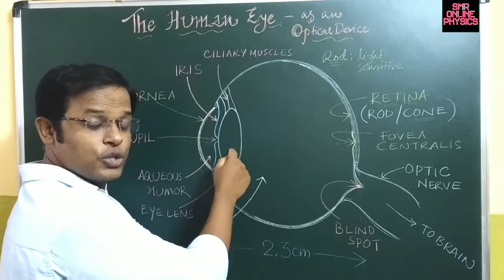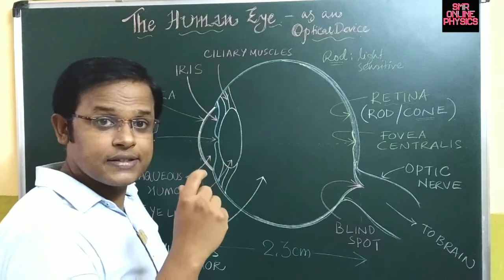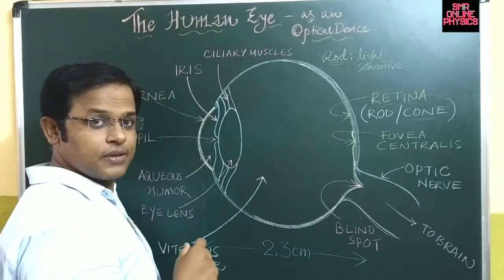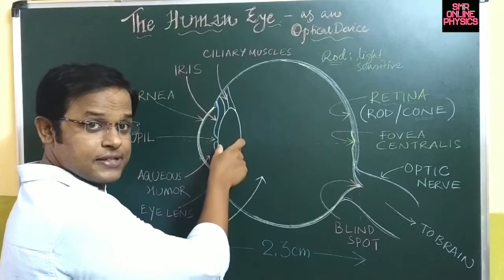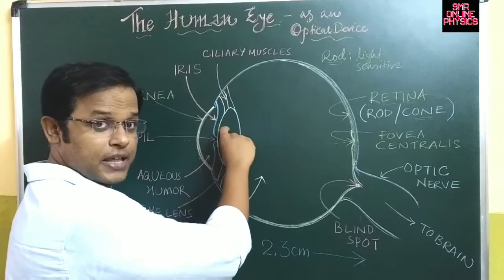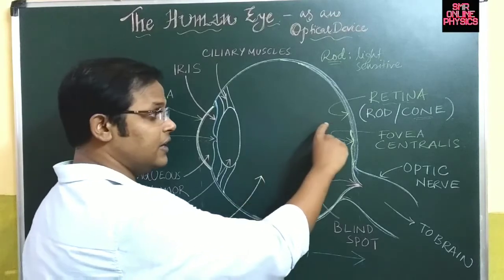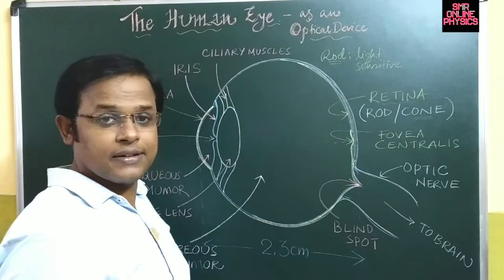The eye lens has a varied refractive index depending upon the position of the object. Accordingly, the eye lens will adjust its shape and size, and the refraction takes place by the eye lens. Then the light passes through the vitreous humor, and finally it has to get focused onto the retina.